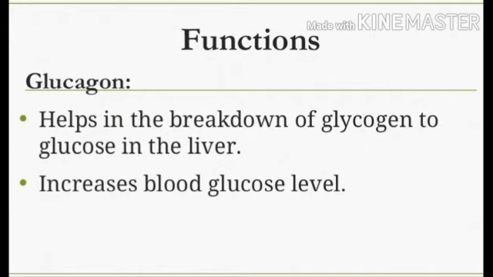Next, we can see the functions of glucagon. This glucagon will increase the blood glucose level. We can see how it is increasing. So, already we studied that glycogen is stored in the liver and it is formed by the combination of the glucose molecules. What this glucagon will do is, it will act on the glycogen and break it into the glucose molecules. Thus the glucose level is getting increased in the blood. These are the functions of the pancreatic hormones.